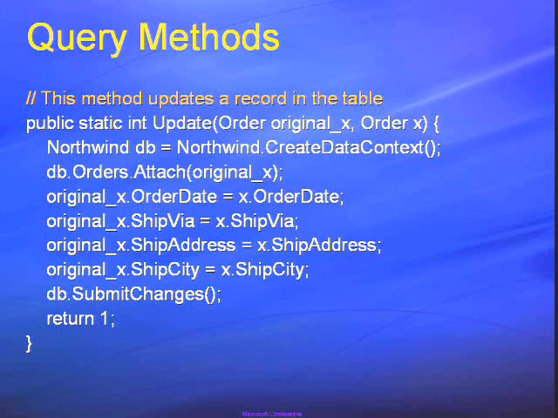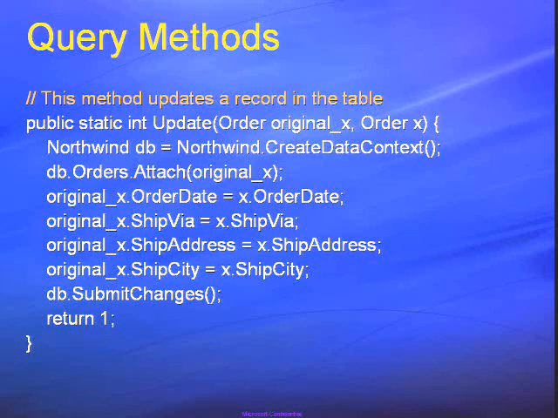I modify the object in memory, and then I call submit changes to persist those changes back. I don't know if that's clear to people. Yes? So after you call attach, is original X updated to represent what was in the database? Or is it just used to basically set up the primary key? It's used basically just to set up the primary key. It doesn't actually rehydrate the object from the database or anything.